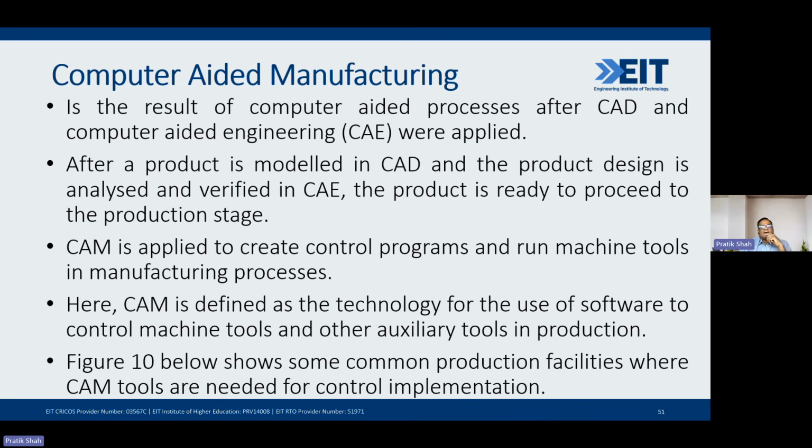Computer-aided manufacturing is applied to create and control programs to run machine tools in the manufacturing process. CAM basically has two parts: one is software and the second is hardware. Software is basically any CAM software. It can be Master CAM, it can be Siemens NX CAM. There are many customized software which are available with the machines. When I say hardware, these are all CNC machines. So the combination of CNC machines along with the CAM software basically forms computer-aided manufacturing.